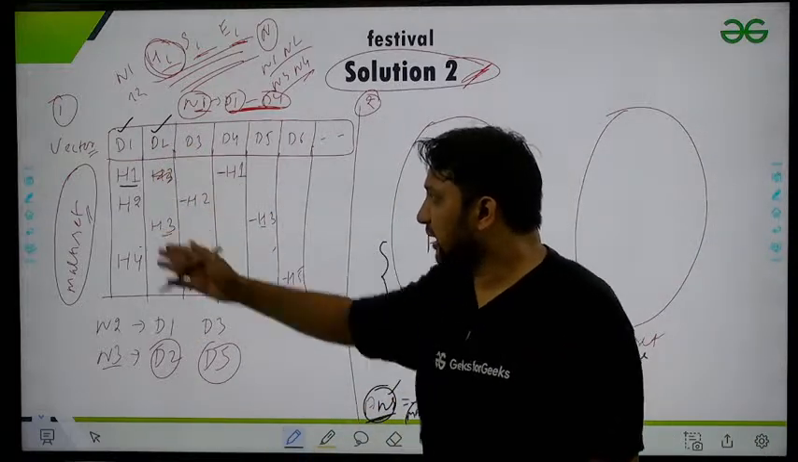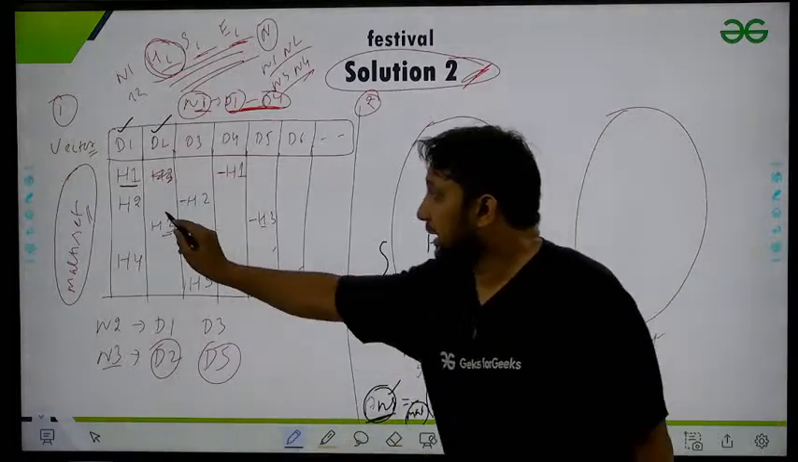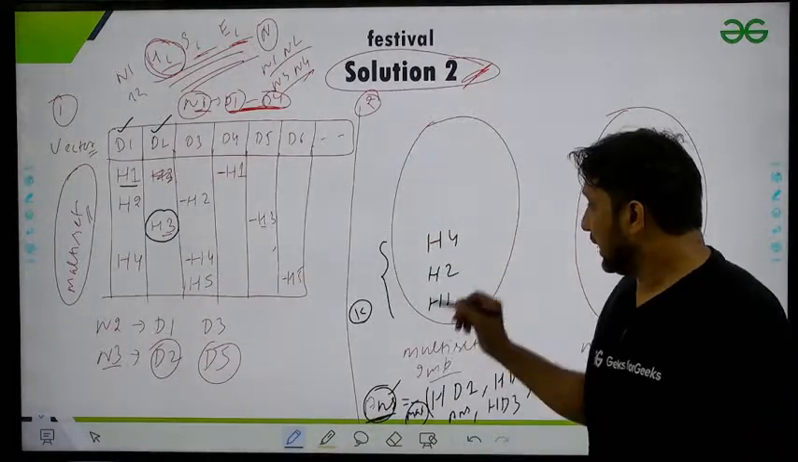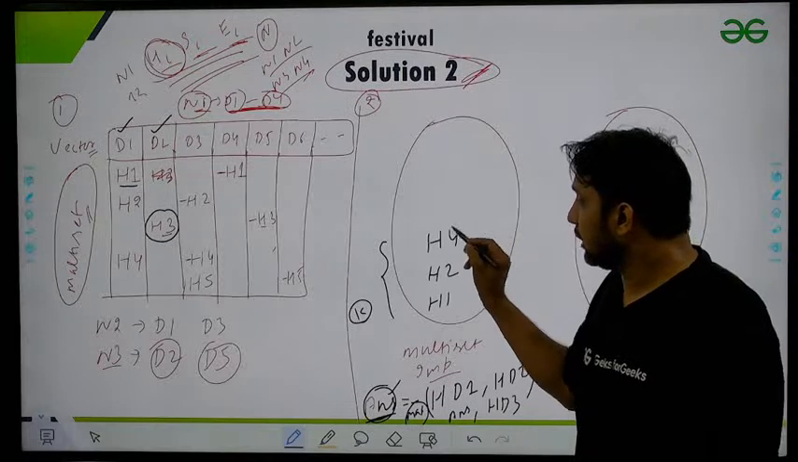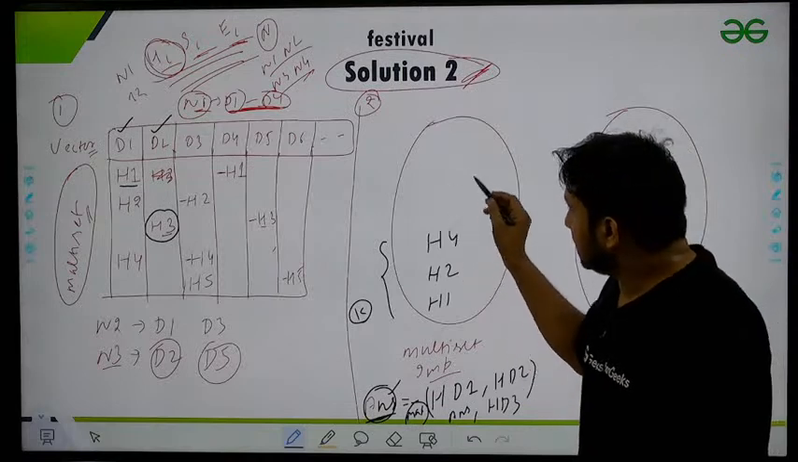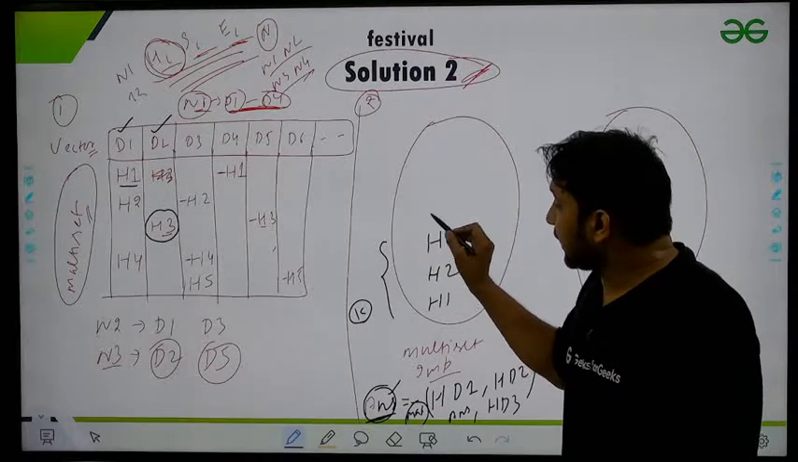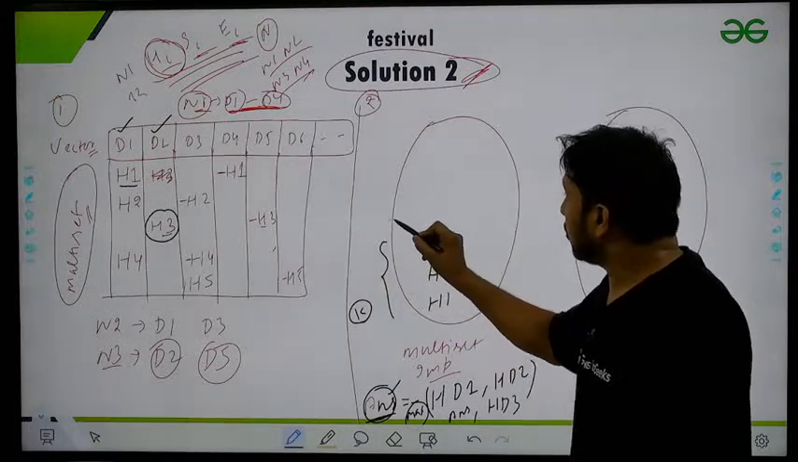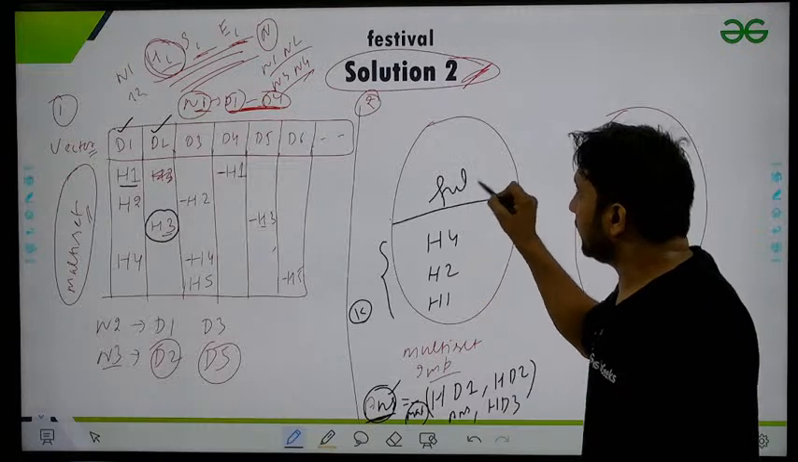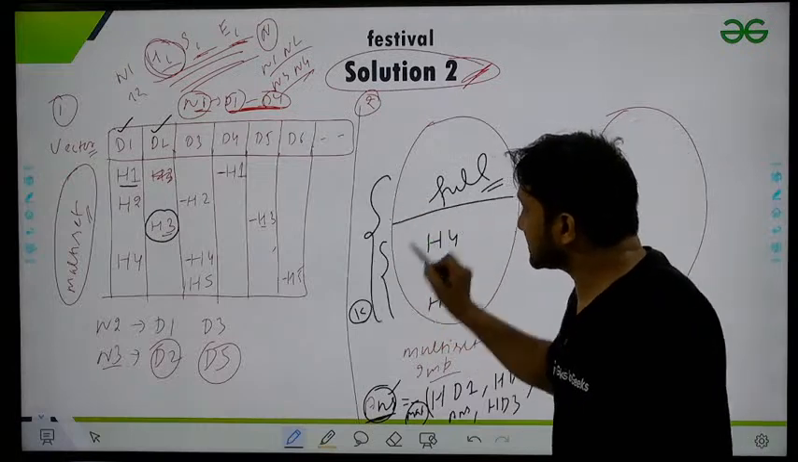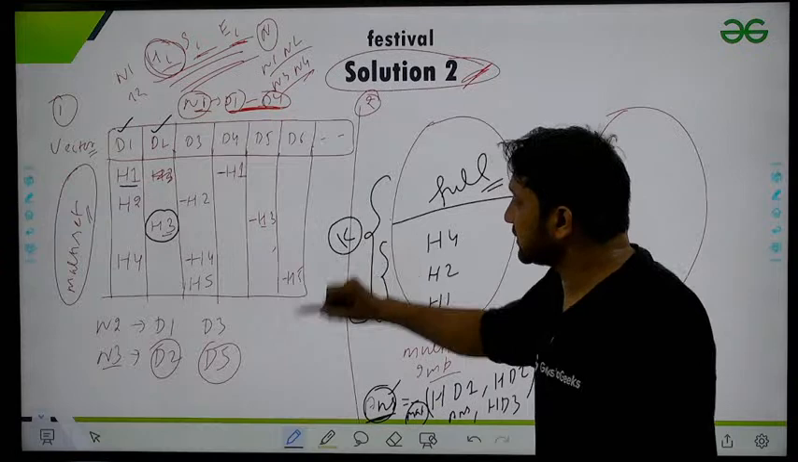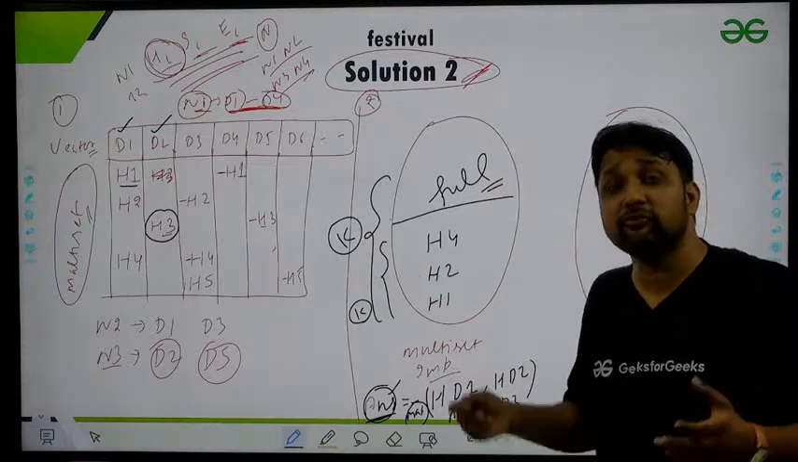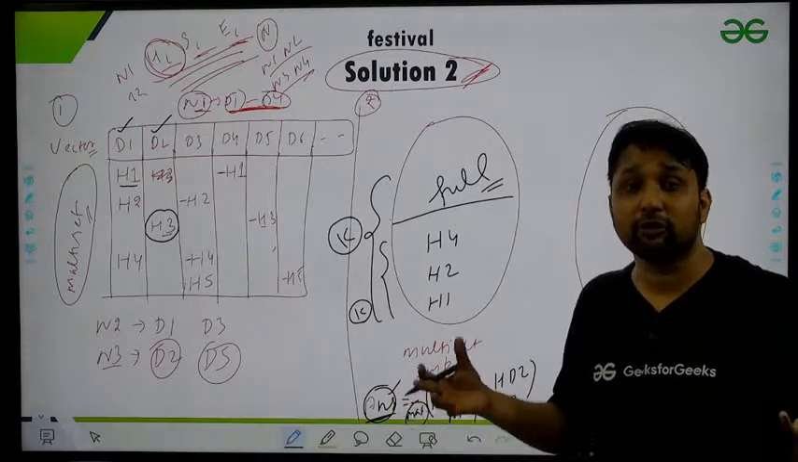Which events are occurring on day 2? H3 is occurring on day 2, but you find out that we cannot insert H3 in this. Why? Because this is, let's suppose, already full. The size of this set is k, because we want k only. We are going for k rides only.